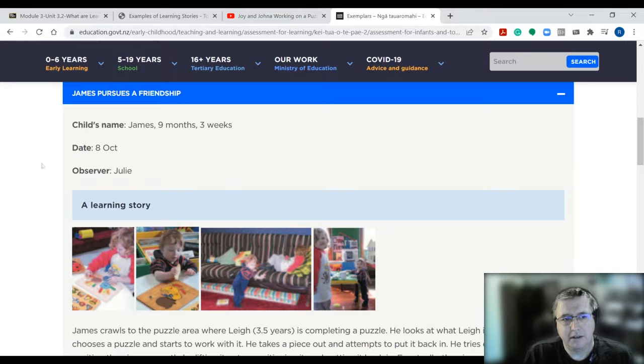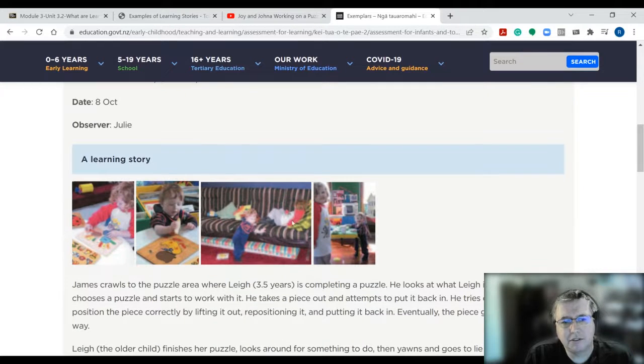Here they have the name, date, and who the observer was. I'm not interested in that right now, but it is also a good idea to put those in, but you don't need to do that right now. So we have the title, we have the pictures. All right. So you see this one, they put the pictures at the top.